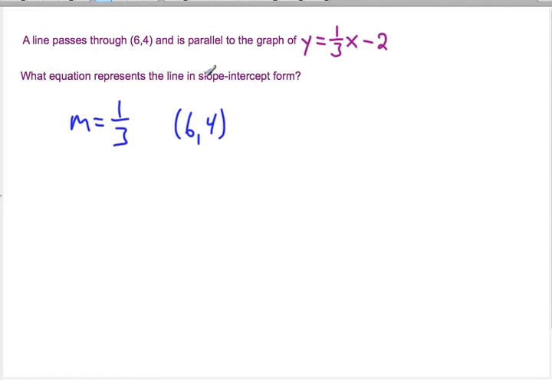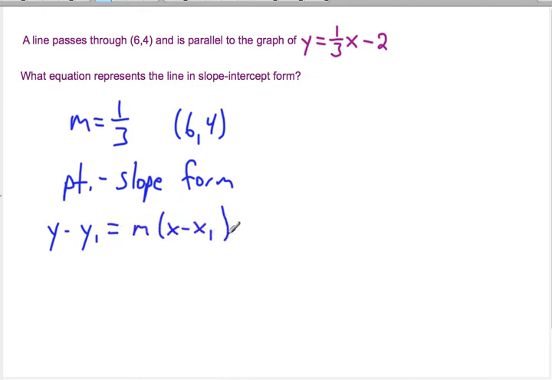So to figure out the equation that represents a line that has these attributes, we just need to use point-slope form. Point and slope. So point-slope form, if you don't remember, is y minus y1 equals m times x minus x1. And so we just plug in the y1 and the x1 and the m. So it's going to be y minus 4 equals m, which is 1/3, times quantity x minus x1, which is 6.